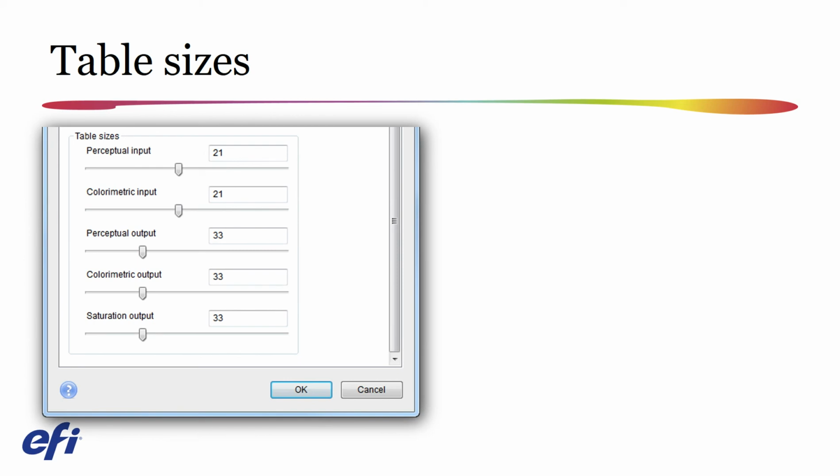And finally, you will find controls that can be used to modify the size of the input, perceptual, and colorimetric tables, as well as the output, perceptual, and colorimetric tables, and now, in 6.5, the saturation output table. Increasing the size of the tables may provide increased accuracy, especially in the reproduction of spot colors, but may also increase the time needed to produce color conversions. Most users will keep the default settings for these sliders. In testing, we have determined that there is no benefit in modifying the saturation input table size, and because of this, we have not included an option to modify that setting.